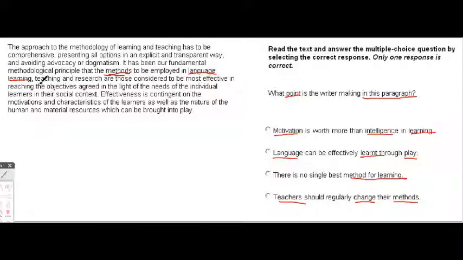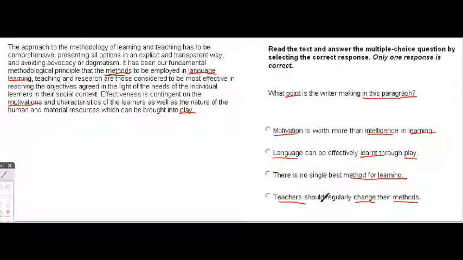You could also have jotted down their location on your notebook paper, but only if that doesn't interrupt your flow as you're reading. I'm going to keep going. Effectiveness is contingent on the motivations and characteristics of the learners, as well as the nature of the human and material resources which can be brought into play. I remember play being a word and motivation. Alright, now I'm going to use process of elimination to go through these answers one by one.